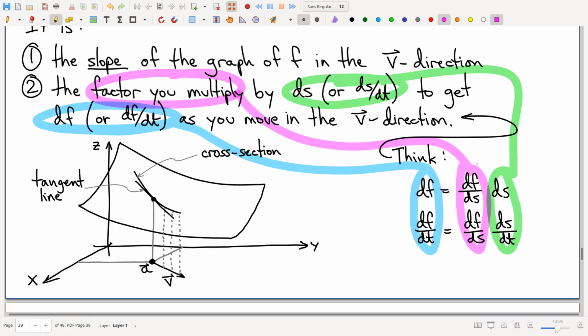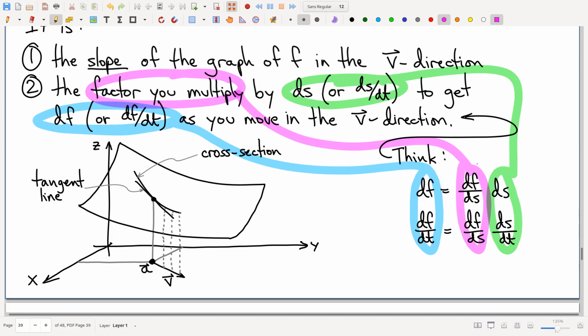This says that, look, as you're moving around in your domain, the directional derivative gives you the rate of change of the function with respect to distance traveled in that direction. Not rate of change with respect to time. The directional derivative is rate of change with respect to distance traveled. So per unit distance that you move in your given direction, how much does the function change?